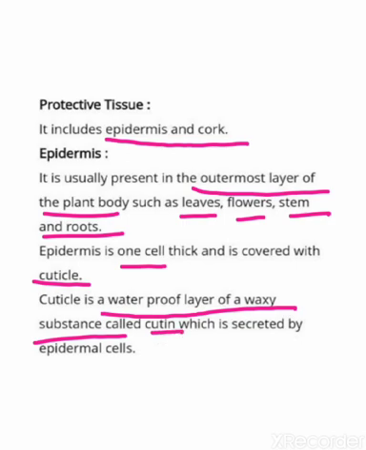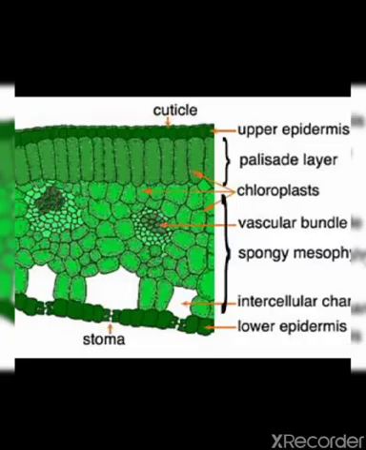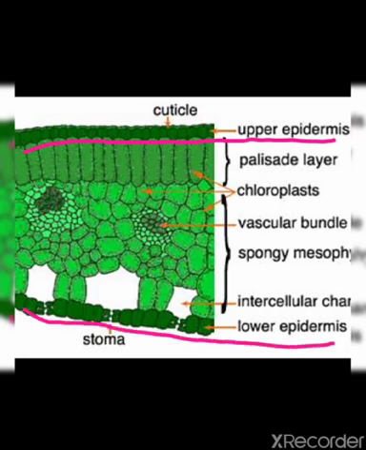The main function of the cutin is to reduce loss of water. Students, this is the internal structure of leaf in which I want to show you a single layer of upper epidermis and a single layer of lower epidermis. Both epidermis are given in dark green color and this epidermis is covered with cuticle. You can see easily the outer layer of epidermis which is known as cuticle.